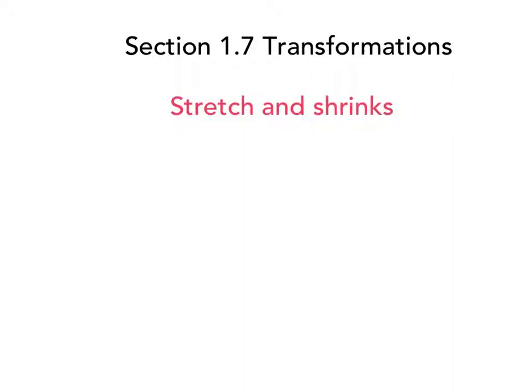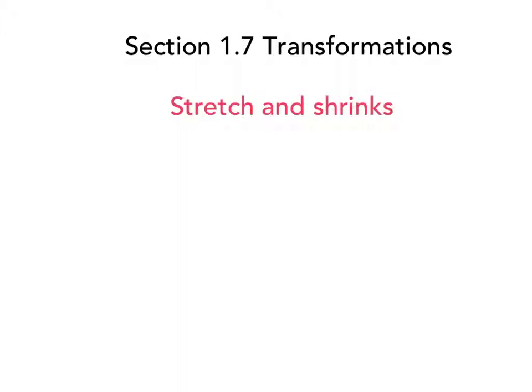Okay, this video is talking about stretches and shrinks. Basically, when you have a stretch or shrink, what's going to cause that effect is multiplication. Now, we're not going to look at multiplication with negative numbers because multiplying with a negative number is actually going to be a separate transformation. So we're just going to look at the number that's being multiplied.